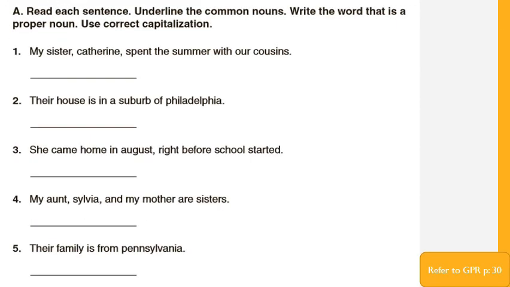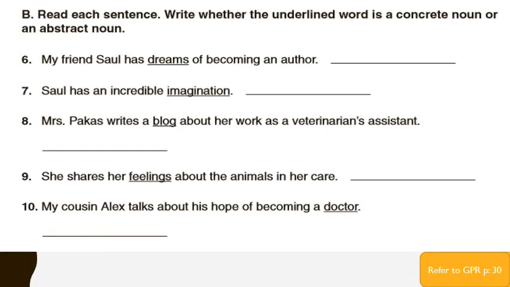Okay, now let me keep the last page for you as a self-quiz. Let's say, for example, read the questions carefully. Here you have to underline the common nouns. You write the word that is a proper noun and you use correct capitalization. In exercise B, you have to read each sentence. Write whether the underlined word is a concrete noun or an abstract noun.